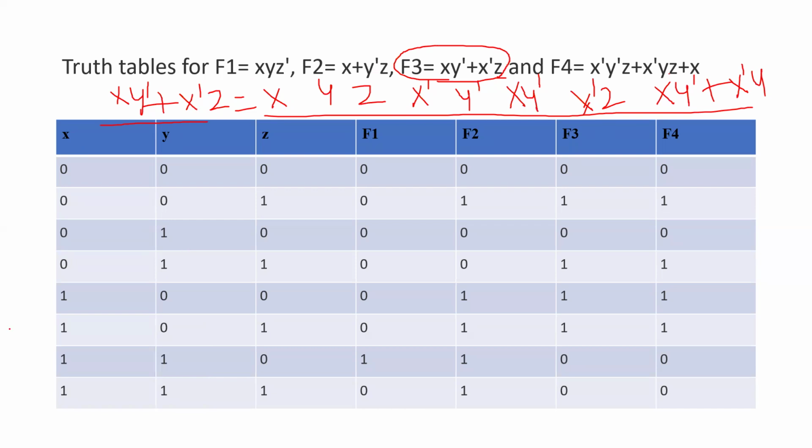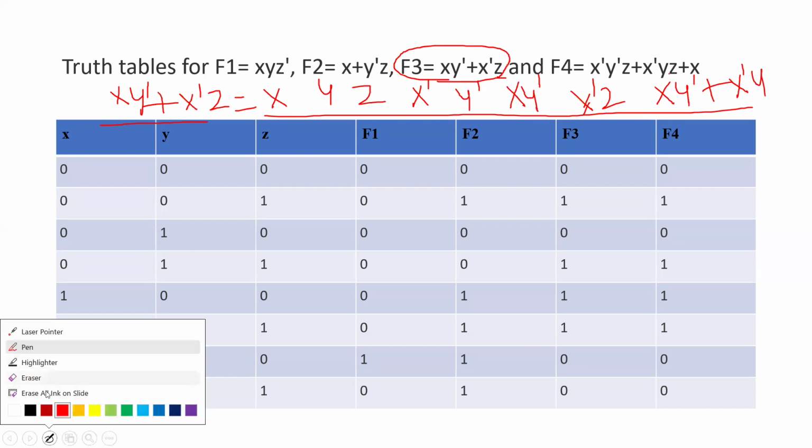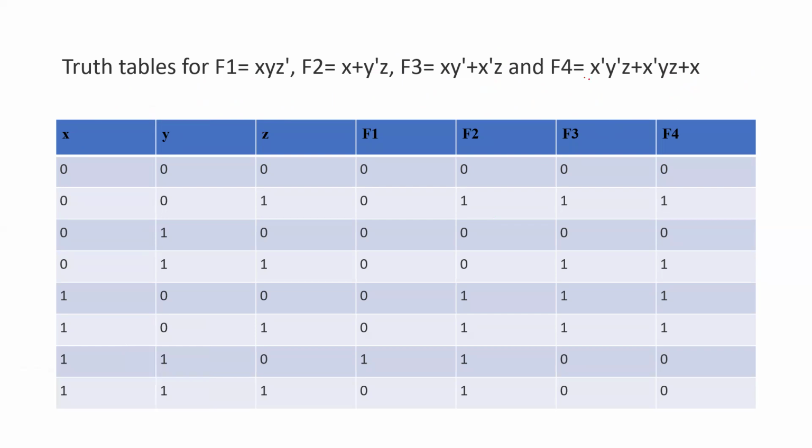So next you can see here, F4, how are we going to calculate? This is a huge one. First x, y, z, x bar, y bar, z bar, no need actually. Then x bar, y bar, z, and like this we have to calculate separately. I hope it is clear.